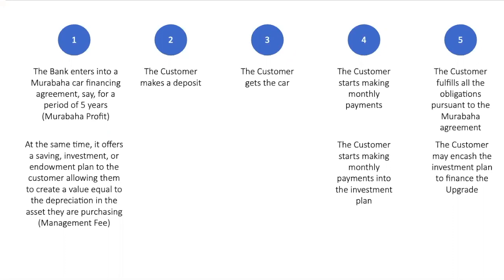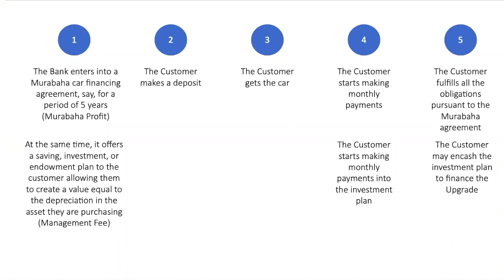Remember, I think this was the second or third slide where I used the example of Lexus. So we are making it as simple as that one, however, with the Sharia requirements being observed. So step number one, entering into Murabaha and selling an investment plan. Number two, the customer makes a deposit. Number three, the customer gets the car. Number four, the customer starts making monthly payments. One payment would be into the Murabaha account. The other one would be into the investment plan.